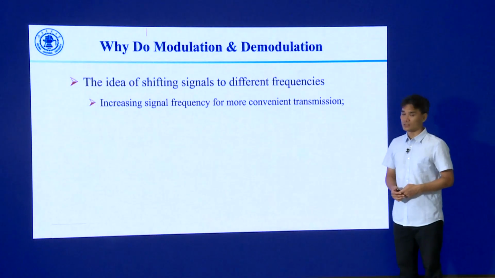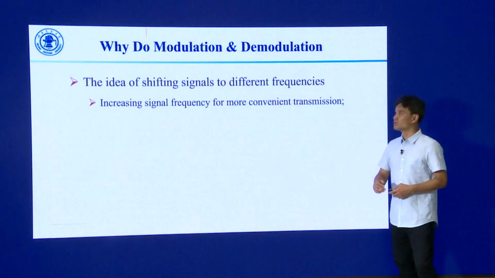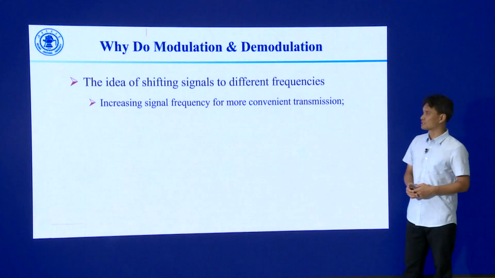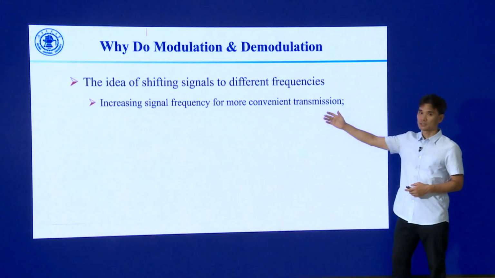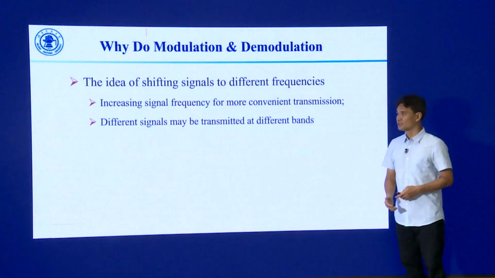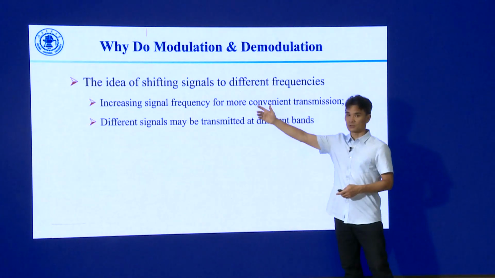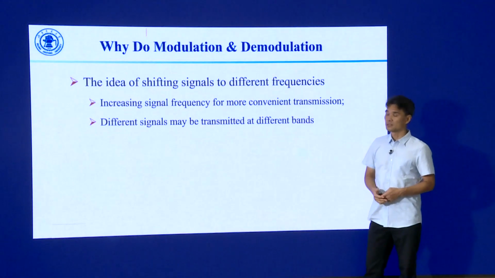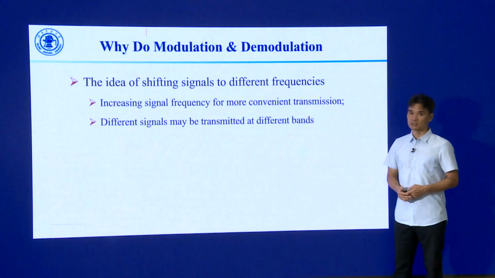So the idea is, can we shift the acoustic signal to a different frequency? If that frequency is high enough, it will make the signal transmission more convenient. Another idea is, if we can shift the original signal to a different location in the spectrum, then we can probably increase the efficiency of the transmission.